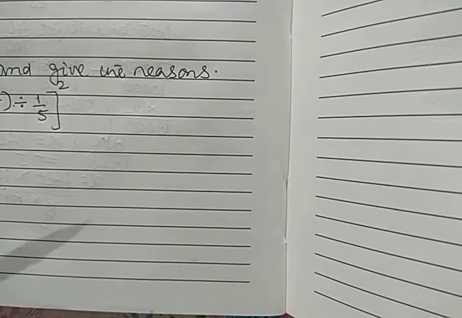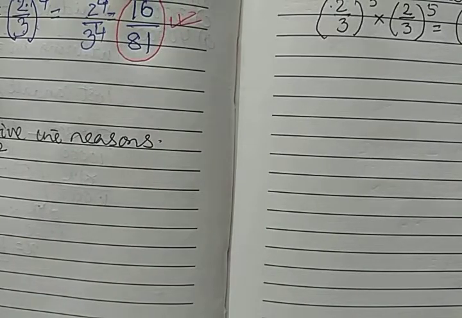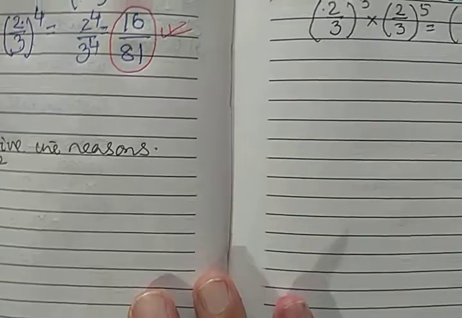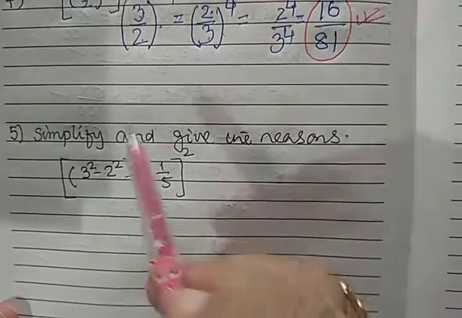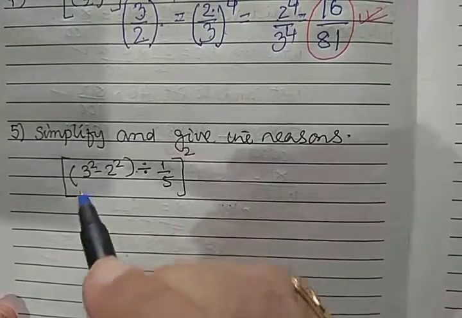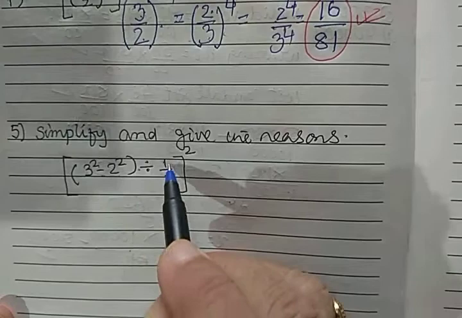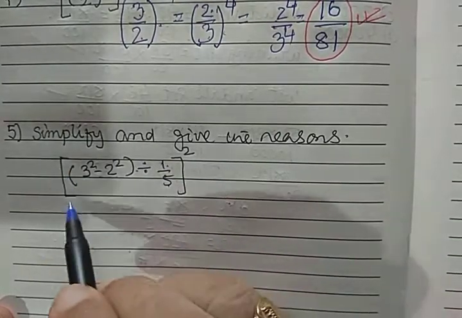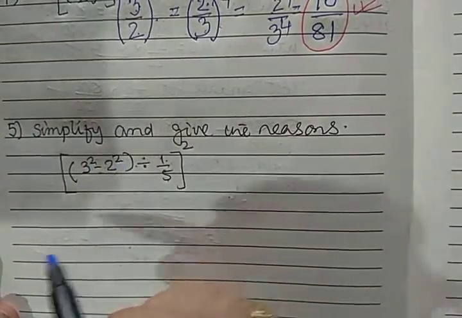Let us do one more sum. Simplify and give reasons. What is that? 3 square minus 2 square divided by 1 by 5 whole square.